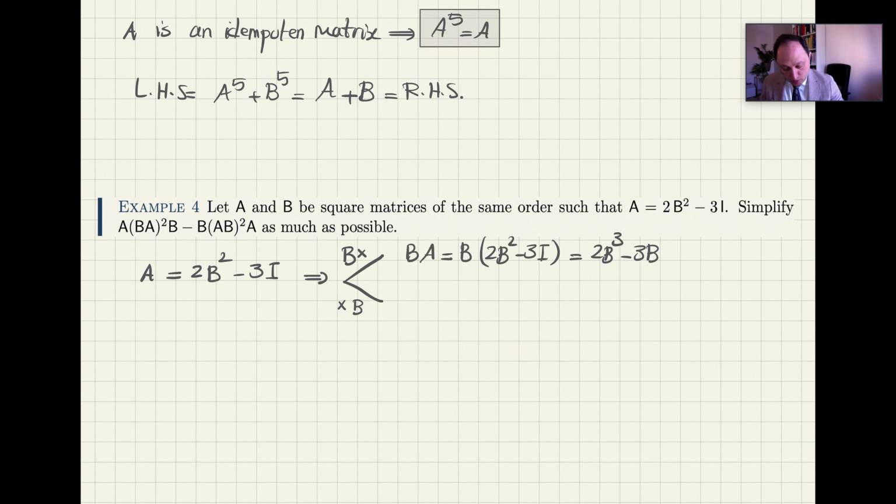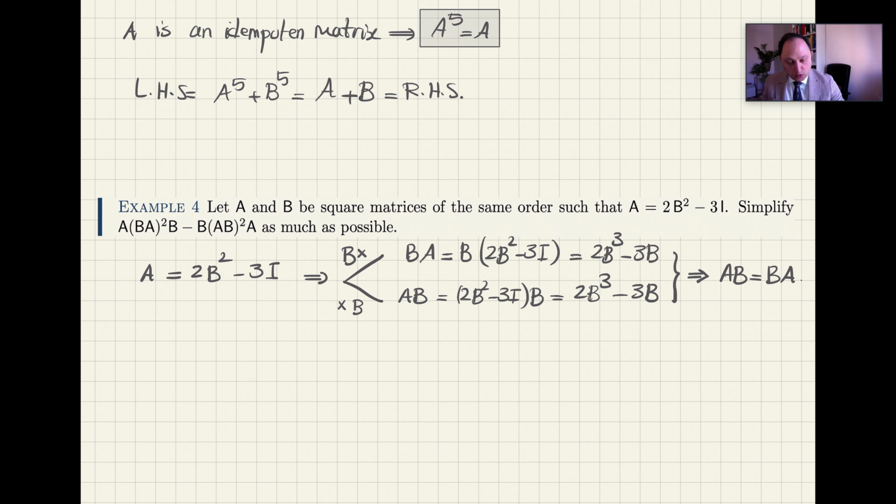If I multiply both sides of the same equality by B, but this time from the right, this gives me AB is equal to 2B squared minus 3I multiplied by B. And if I calculate this, it becomes 2B cubed again minus 3I times B, which is exactly 3B as well. So what is the conclusion? Can you tell me now? What is the conclusion of this calculation regarding this and that? You see, both of them are equal. So actually, this was an indirect way to show that these matrices are commuting matrices.